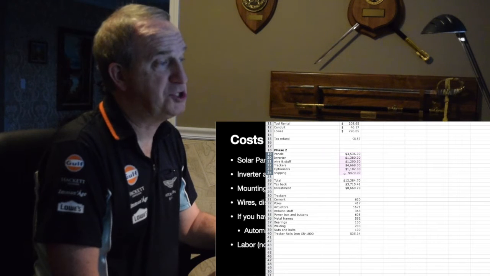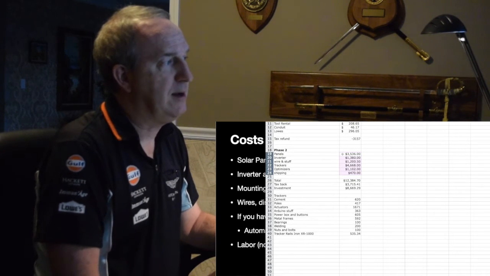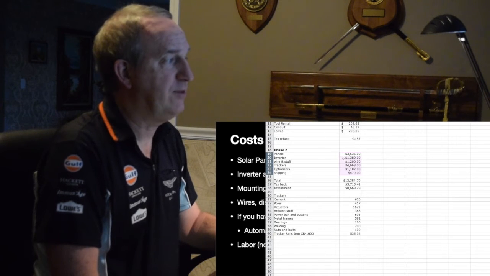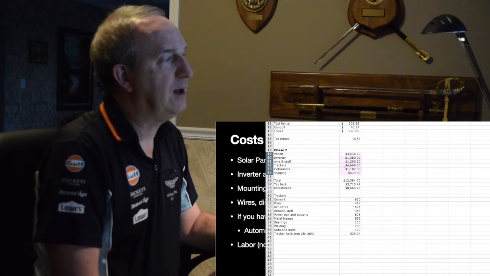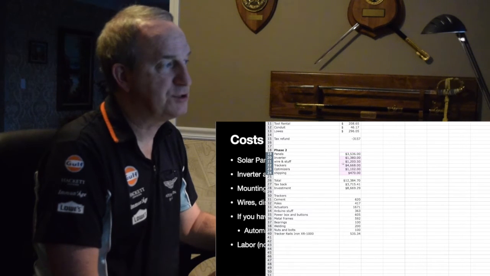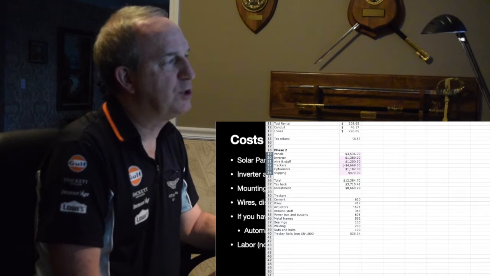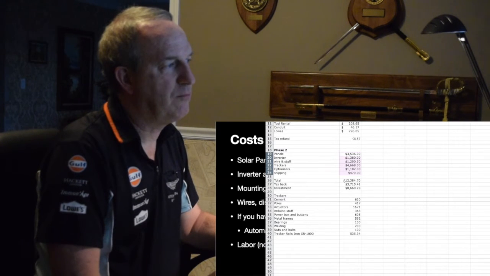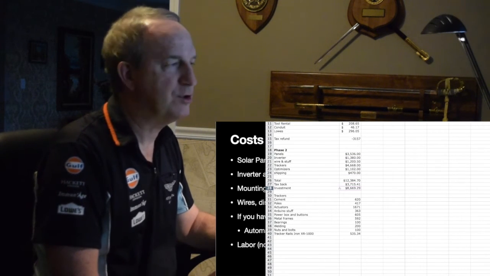For phase two, some of those prices had changed, and so the panels were actually a little bit less money. The inverter was less money. The optimizers were quite a bit less money. The wires and the trackers kind of made the whole system more expensive, so that it ended up being, after the tax credit, $8,600, so about $1,300 more.